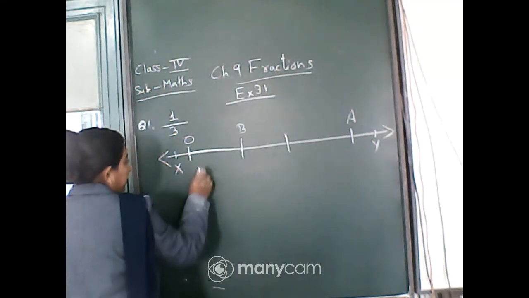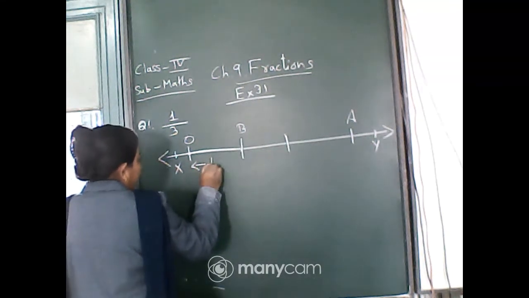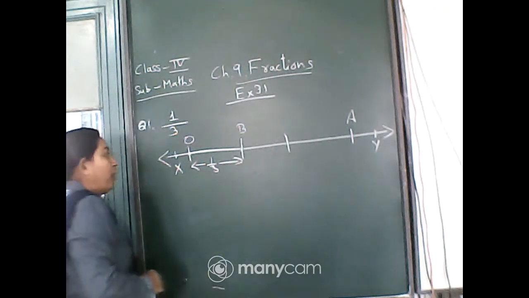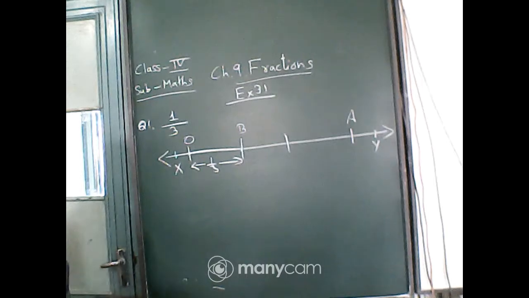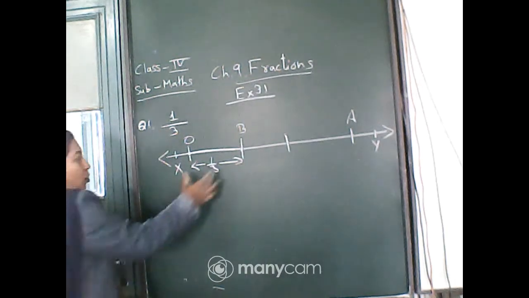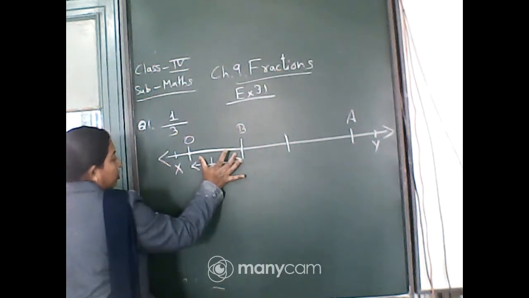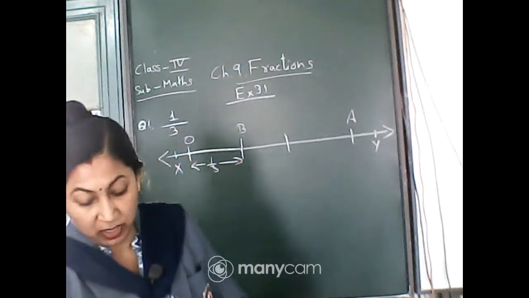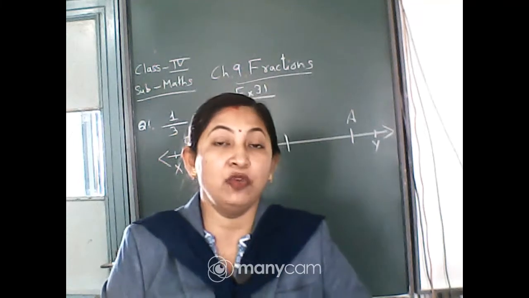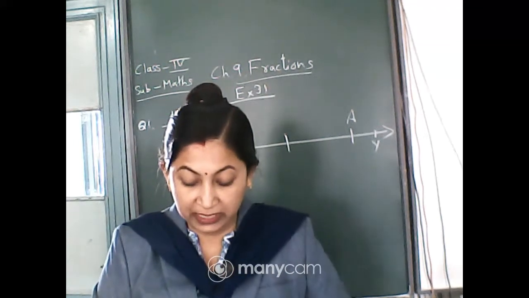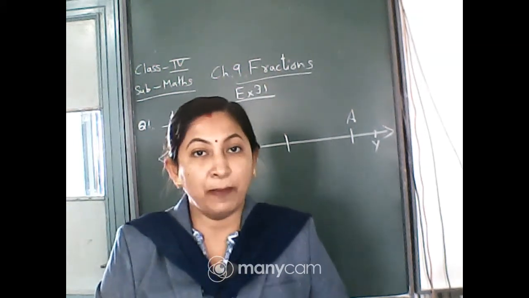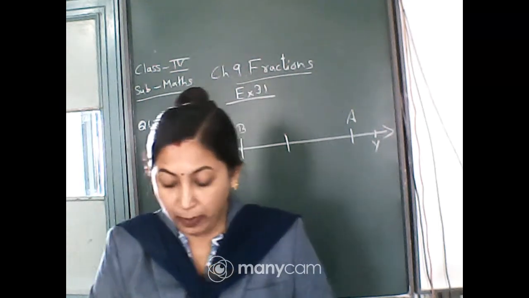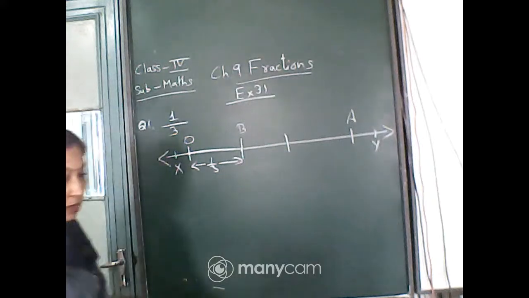So this line represents 1 by 3 of the whole OA or the line XY. Only this much line is the fraction 1 by 3. This way you will represent the numbers on the number line. Clear? Now, let us do number 4, 7 by 9.